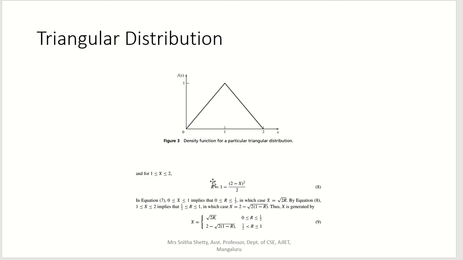So you can see this graph, the density function for the particular triangular distribution. Here it ranges from 0 to 2. Here one, this is the height. So the interval of the triangular distribution is 0 to 2. Based on that, they could generate the formula for the PDF.